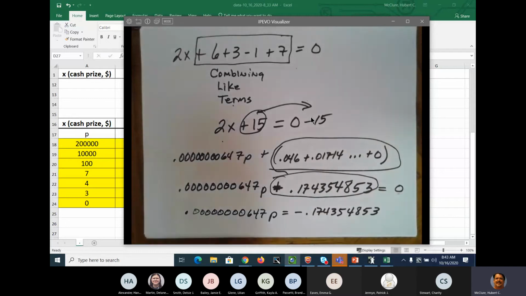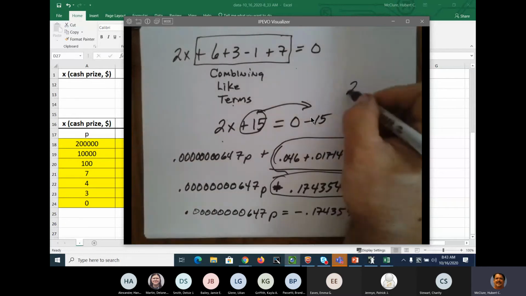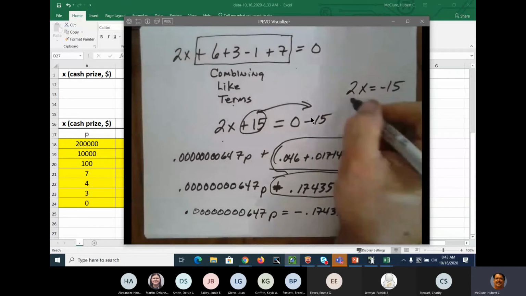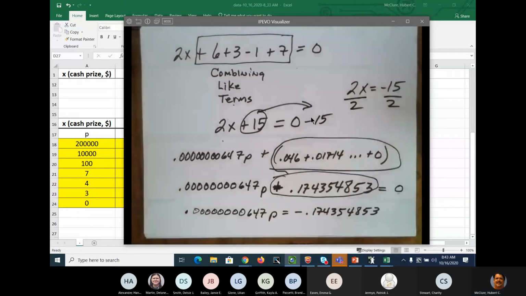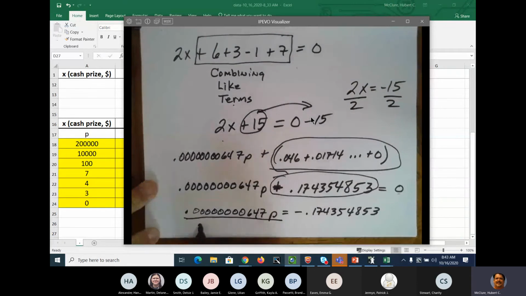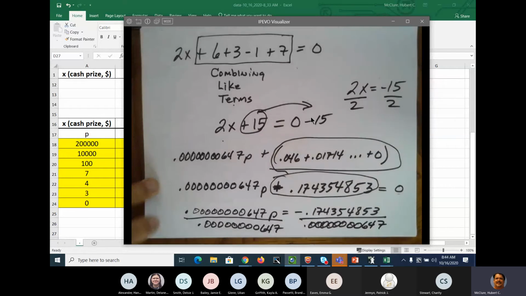And now what do I do? Over here I get 2x is equal to negative 15. I divide by 2, and that's my answer. So over here I'm going to divide by 0.00000000647, and that's my answer.